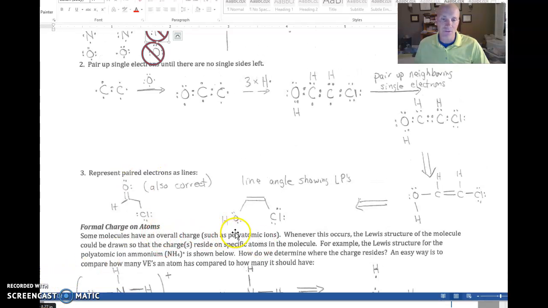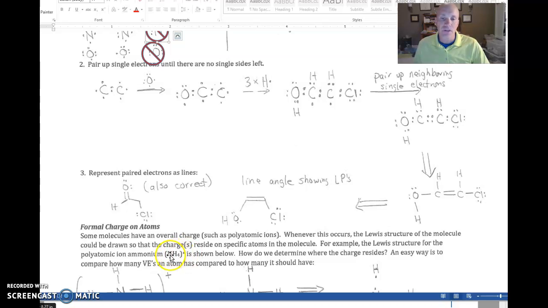So in the past, you've been introduced to polyatomic ions. And we know that these are molecules where the overall molecule has a charge. All right. For example, ammonium is NH4, but that has an overall +1 charge. And you indicate that by putting the charge with the formula. Another example would be something like carbonate, CO3, with a -2 charge.